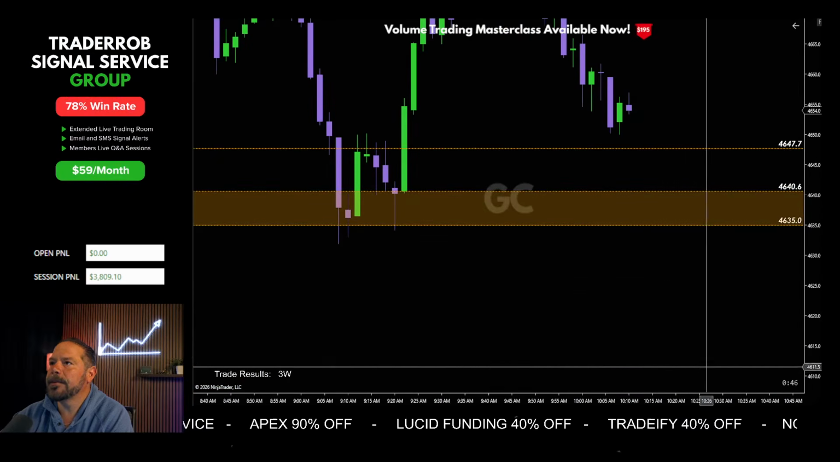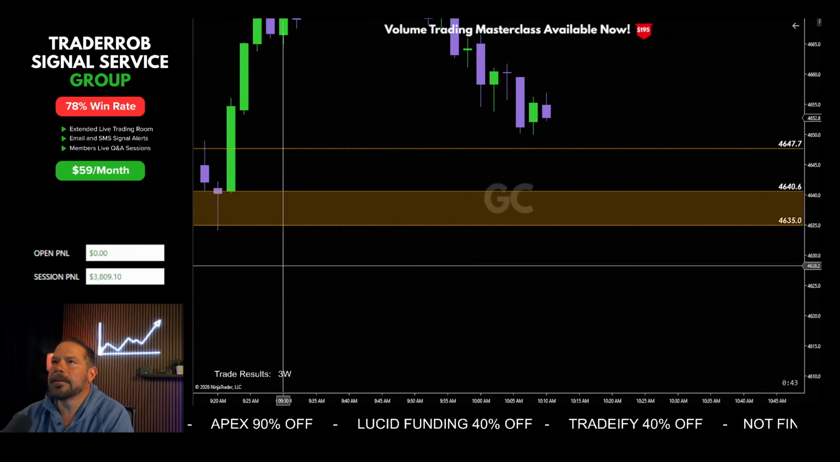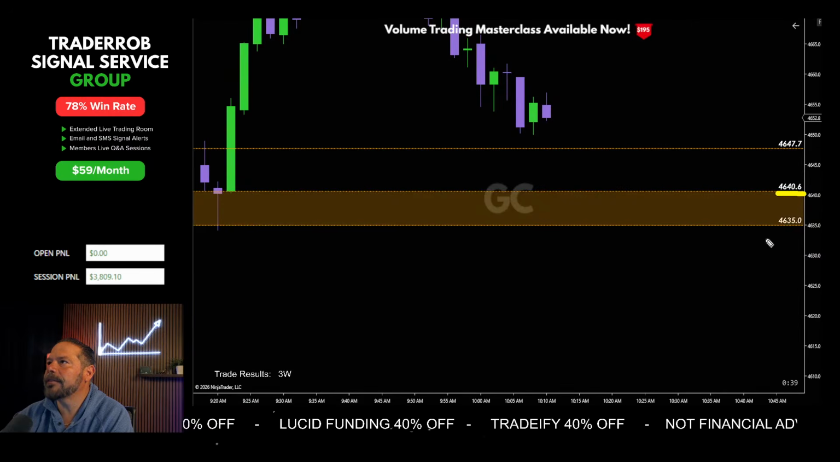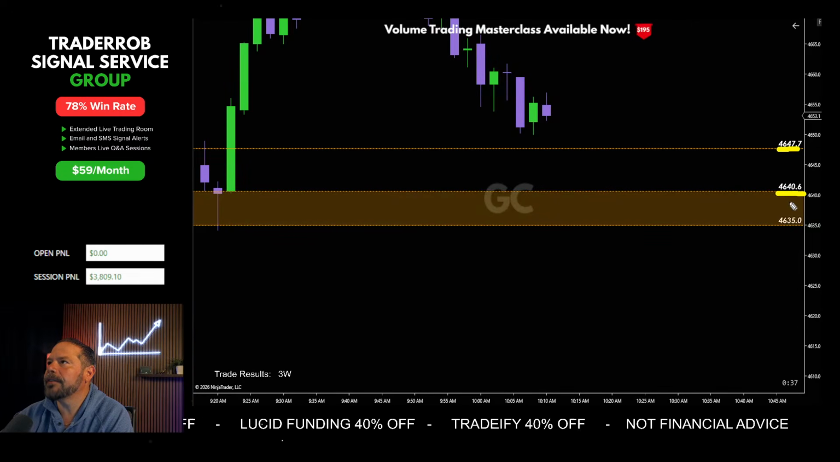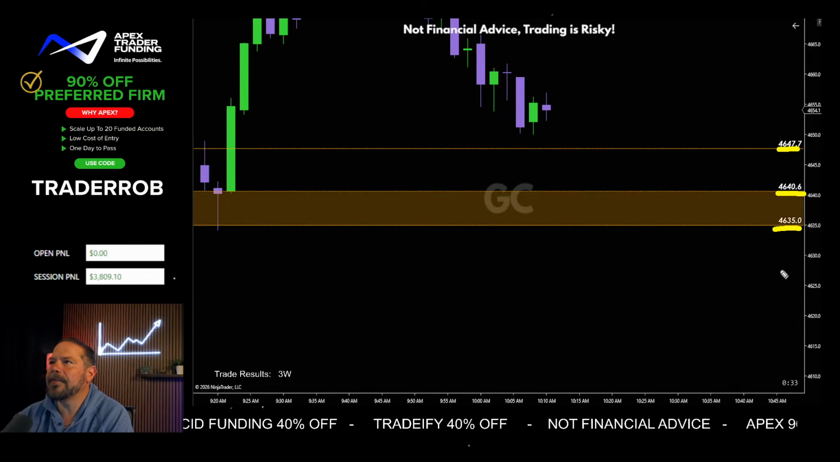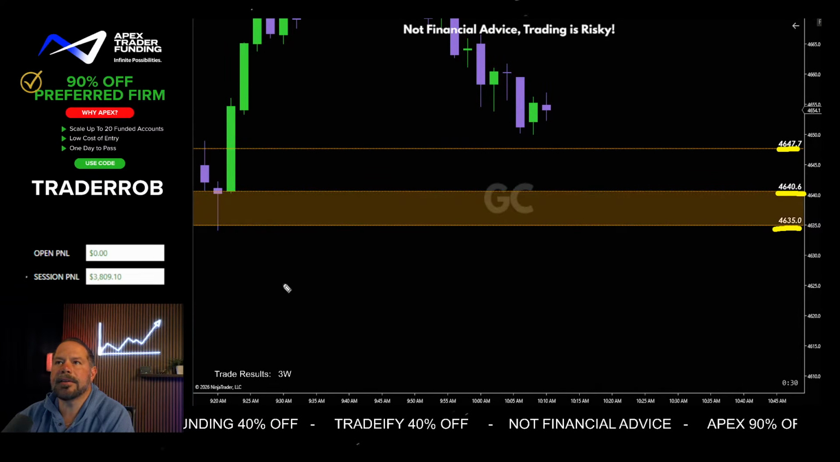It's an interesting setup here in gold. Off of the 4640.6, targeting the 47.7, stop loss at the 46.35. That's a nice little setup right there in gold.